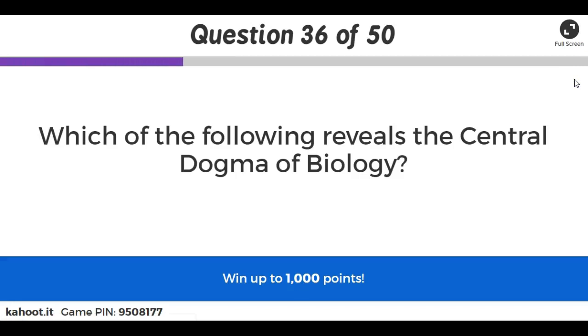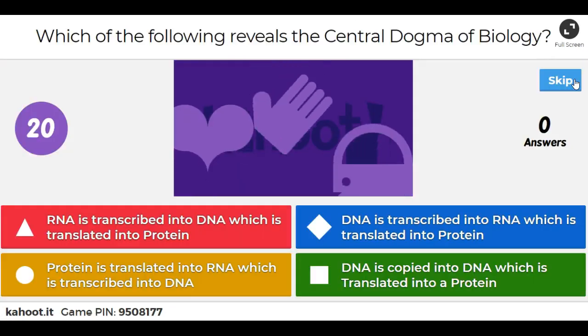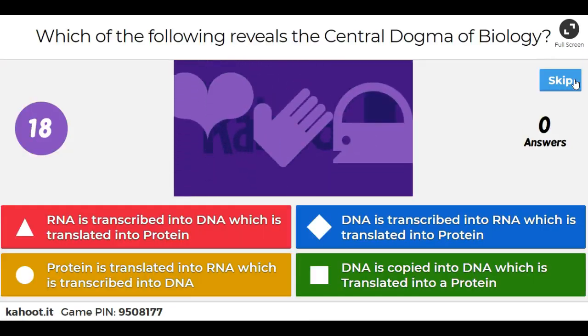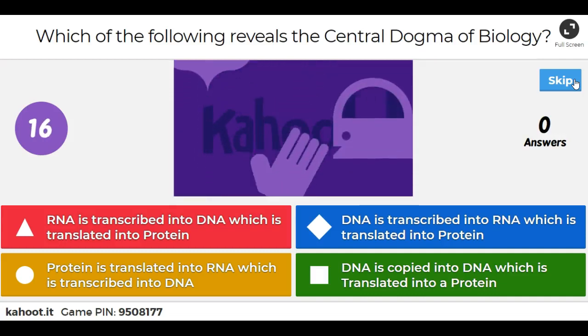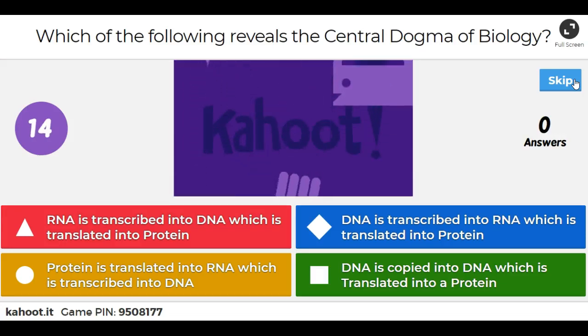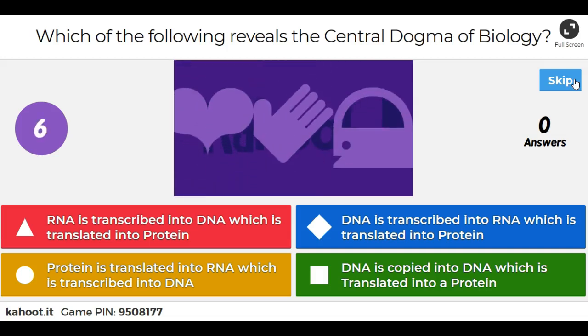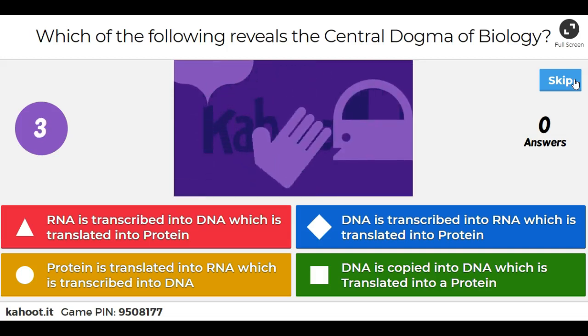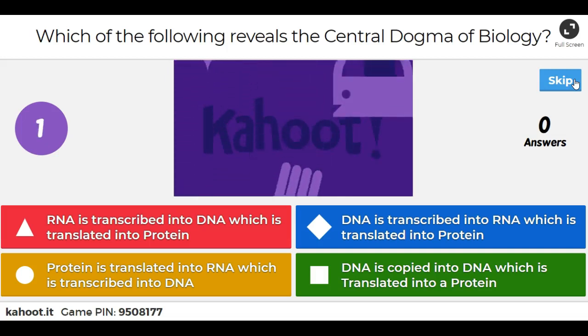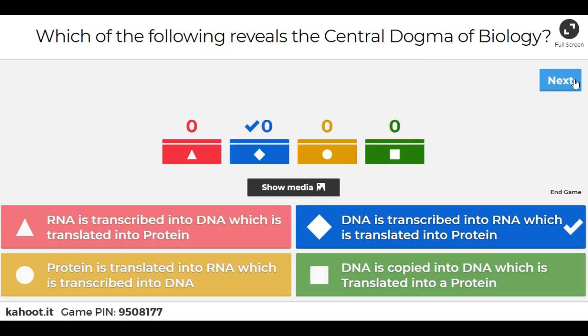Which of the following reveals the central dogma of biology? So DNA is transcribed into RNA, which is translated into a protein.